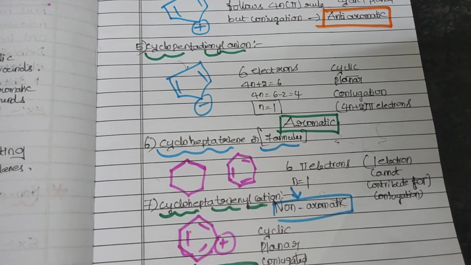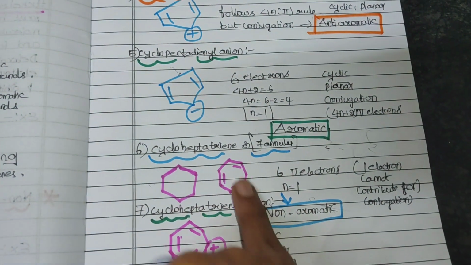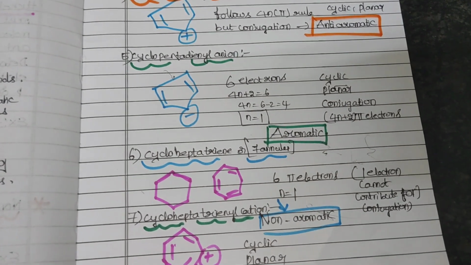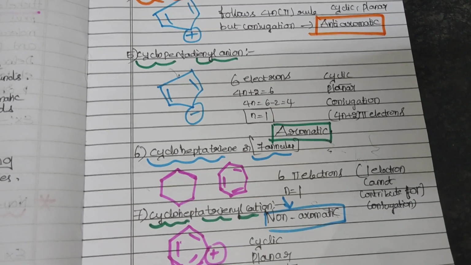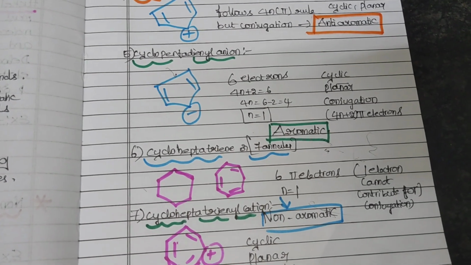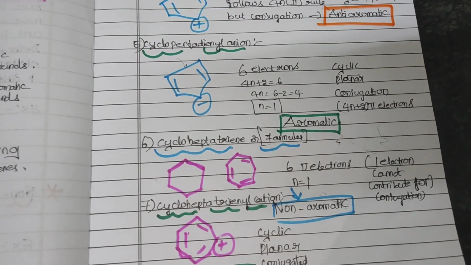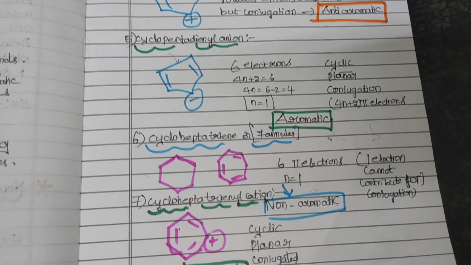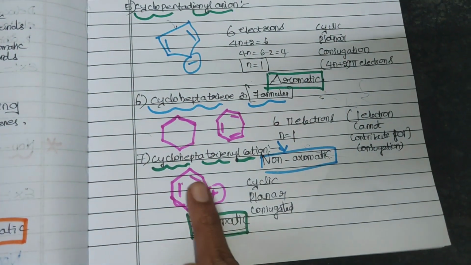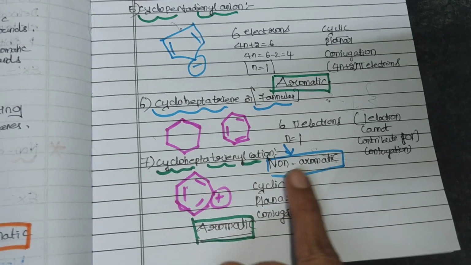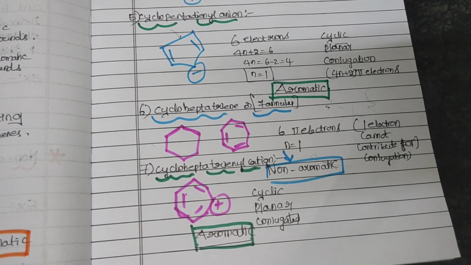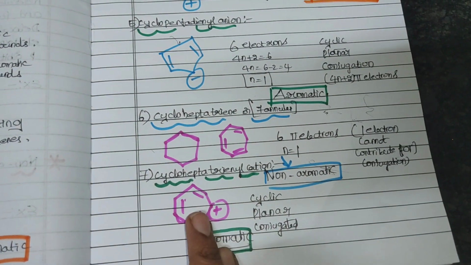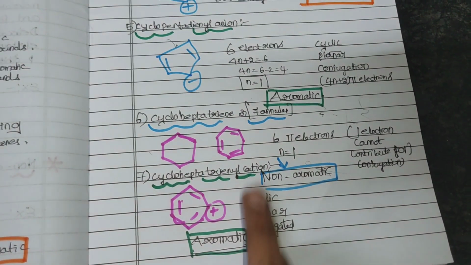Then next is [7]annulene. If we take 7, 6 pi electrons are there, the same as in benzene, so n is equal to 1. But why is it not an aromatic compound? Because 1 carbon will not contribute to conjugation. That is why it is a non-aromatic compound. Then if we take the cycloheptatrienyl cation, what happens? It will become aromatic. We already know it is cyclic, planar and conjugated. This cation will induce the conjugation. So like this we can write.